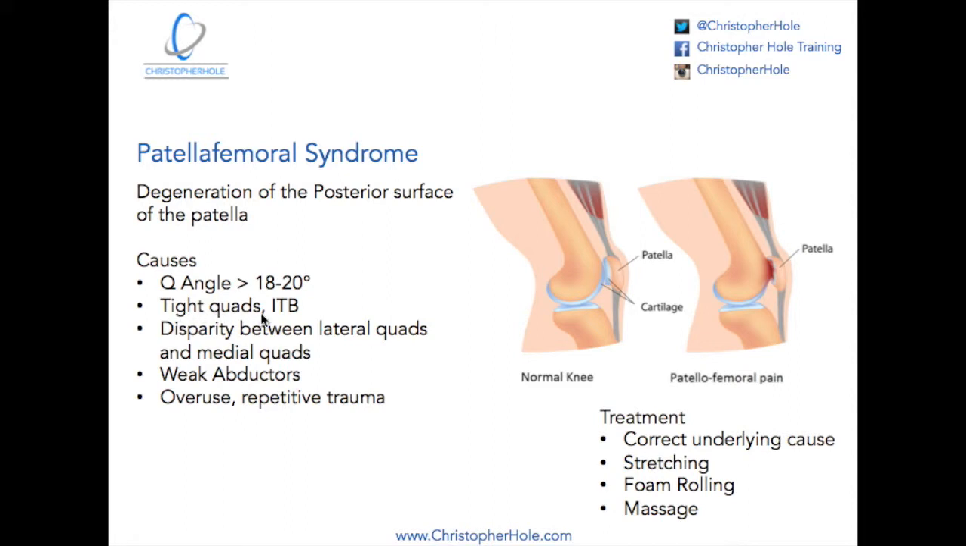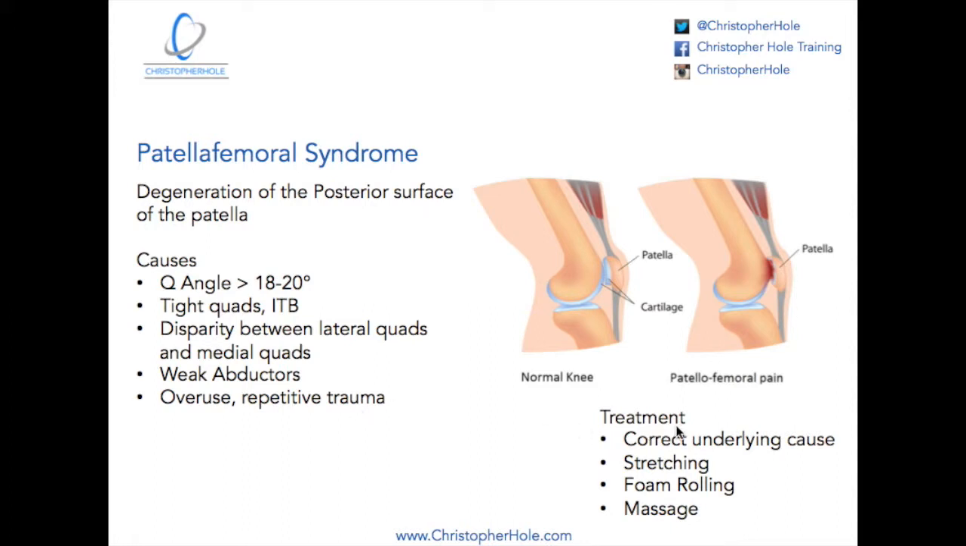Then you have tight quads and ITB. I don't like to use ITB. I would rather say hip abductors and adductors, or not adductors, but internal rotators. Then you've got a disparity, so an imbalance within the quads. The quads on the outside of the leg might be a little bit more active than the ones on the inside of the leg, which then will come into weak abductors. They're on the outside of the hip, and then you get overuse and repetitive trauma. So that can be quite a lot to take in.